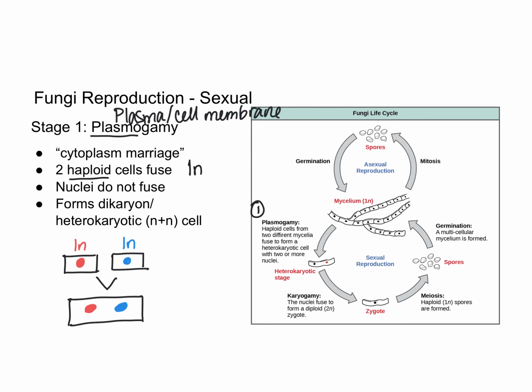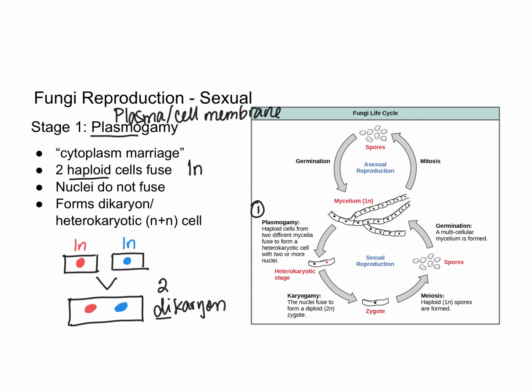So this is actually different than what happens in fertilization. In fertilization, one cell fuses with another cell and the genetic information fuses together right away. In plasmogamy, the cytoplasm is fusing together, but the nuclei are staying separate from each other. This ultimately forms a cell called a dikaryon. Di means two, and so this tells you that there are two nuclei.